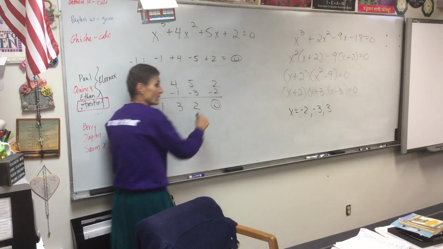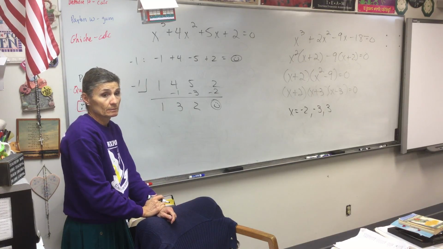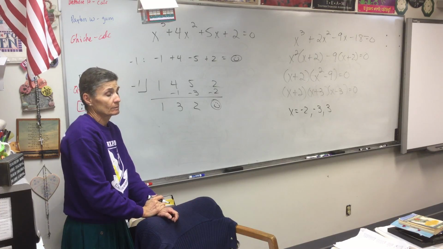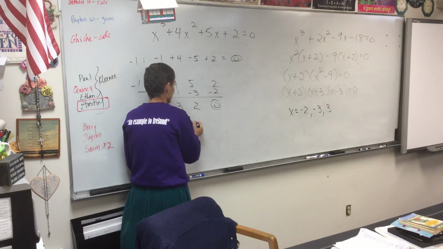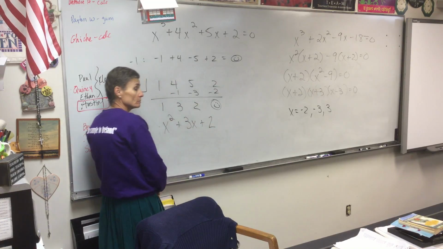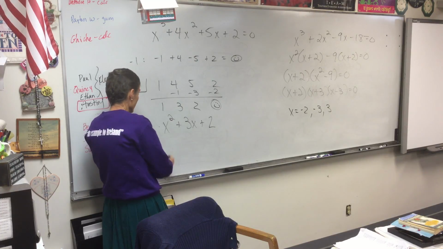There's the 0 that I knew had to happen, right? Now what's left? X squared plus 3x plus 2. And what do you want to do with that? You can factor that: (x + 2)(x + 1).